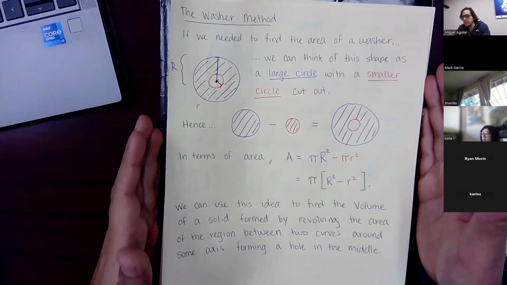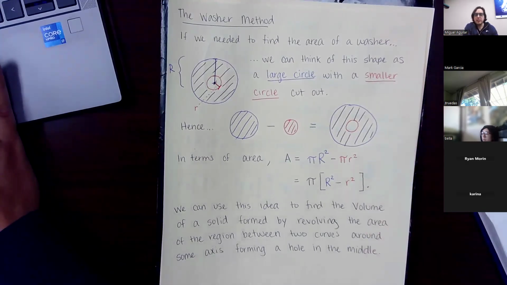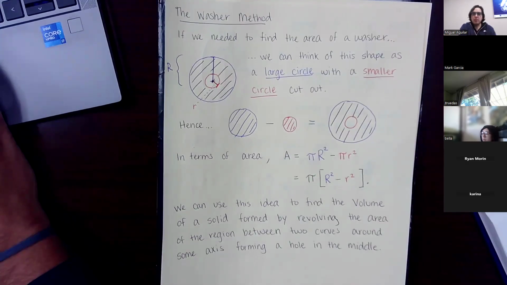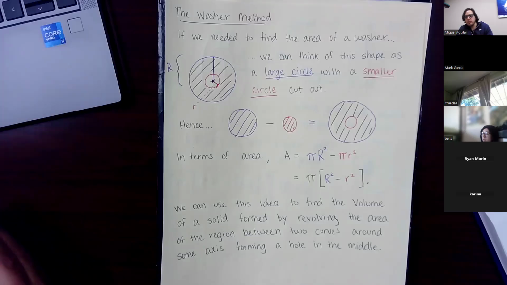I'll give you a moment to write this down, and then I'll jump into the explanation. So here's the commentary for this. It's a really simple analogy. A washer is very much like a disc that has a hole cut out of it. So if we needed to find the area of a two-dimensional washer, think of that shape as a larger circle with a smaller circle cut out, right?